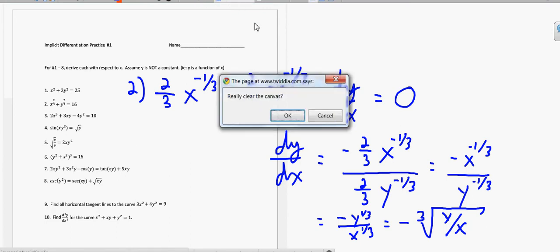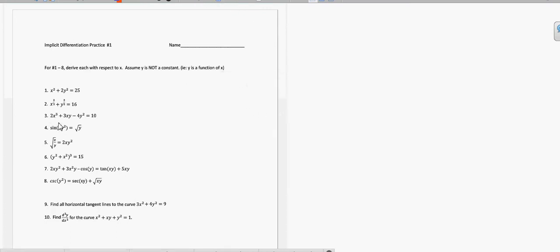Keep going. Number 3. A little more complicated. We got the product rule happening here. Deriving both sides again is going to give us 6x squared plus, and because it's 3 times x times y, that's the product rule. The 3 doesn't really matter. I'm just going to stick it with the x. So we'll look at this as 3x times y. We're multiplying two things together, so we've got to do the product rule.